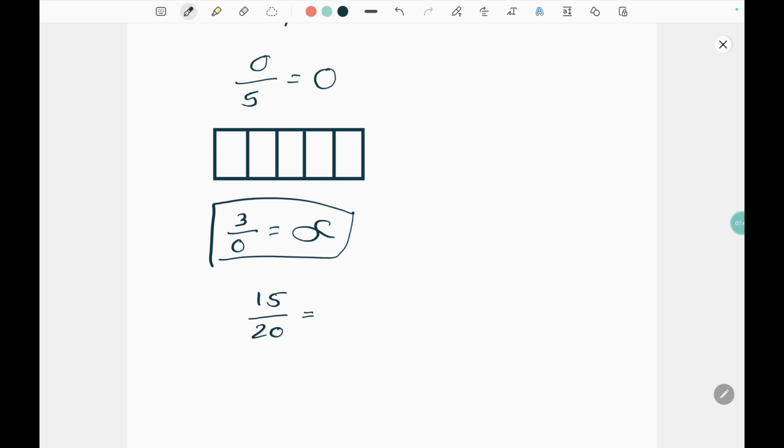Okay, 15 and 20 both come in times table 5. So both can be divided by 5. So 15 divided by 5 and 20 divided by 5 gives 3 over 4. And of course 3 over 4 cannot be simplified further because they don't have any common factor or common divisor. Okay. So this is our final answer.